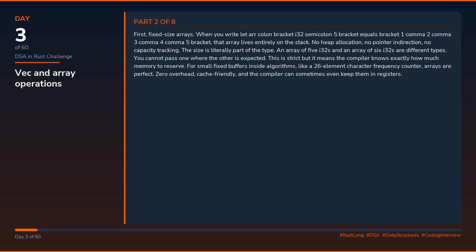First, fixed-size arrays. When you write let arr: [i32; 5] = [1, 2, 3, 4, 5], that array lives entirely on the stack. No heap allocation, no pointer indirection, no capacity tracking. The size is literally part of the type. An array of 5 i32s and an array of 6 i32s are different types. You cannot pass one where the other is expected. This is strict, but it means the compiler knows exactly how much memory to reserve.